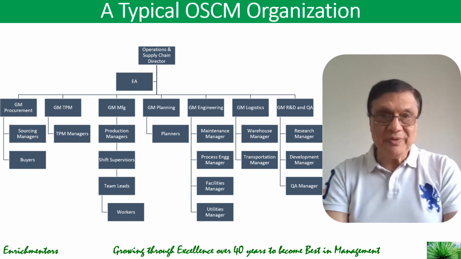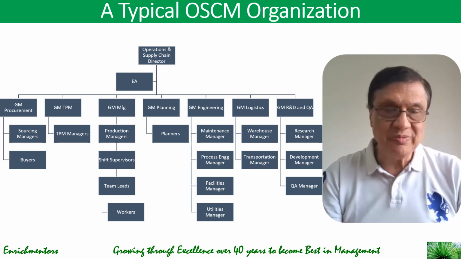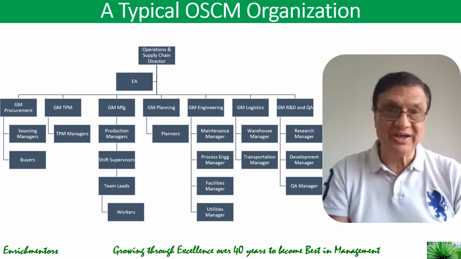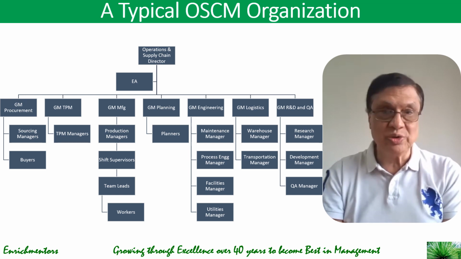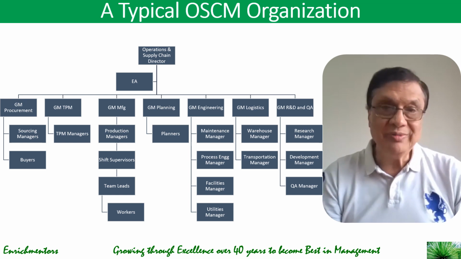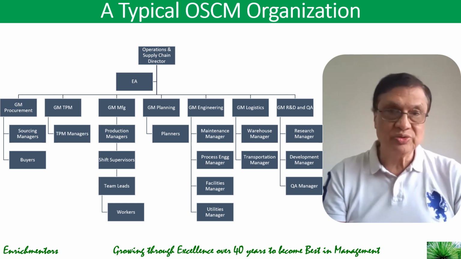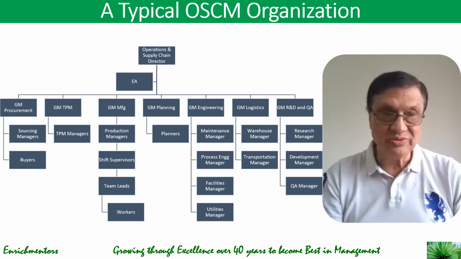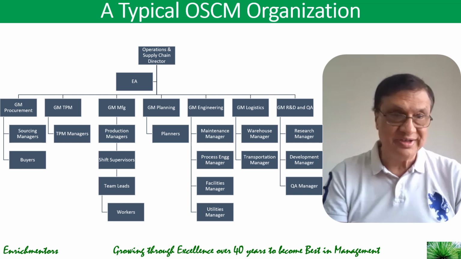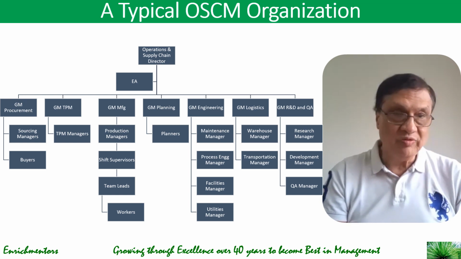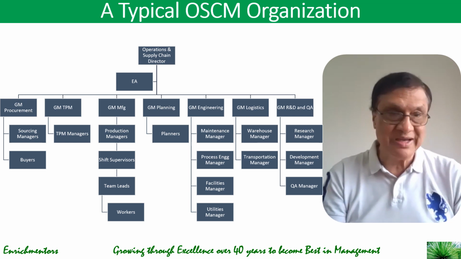See, the operations and supply chain management organization will be at the top, headed by a director. Whether you call him a director, her a director, or whether you call it a vice president, president, whatever, the designations don't really matter. There would normally be an executive assistant assigned to this operations and supply chain director to help implement and formulate the strategies. Then there'll be functional organizations. There will be general management procurement, who will have a team reporting consisting of sourcing managers and buyers.